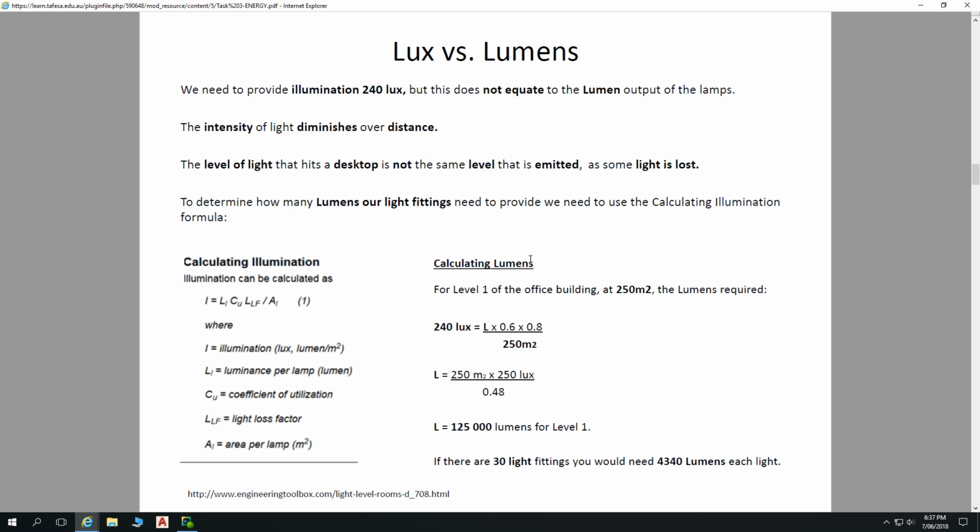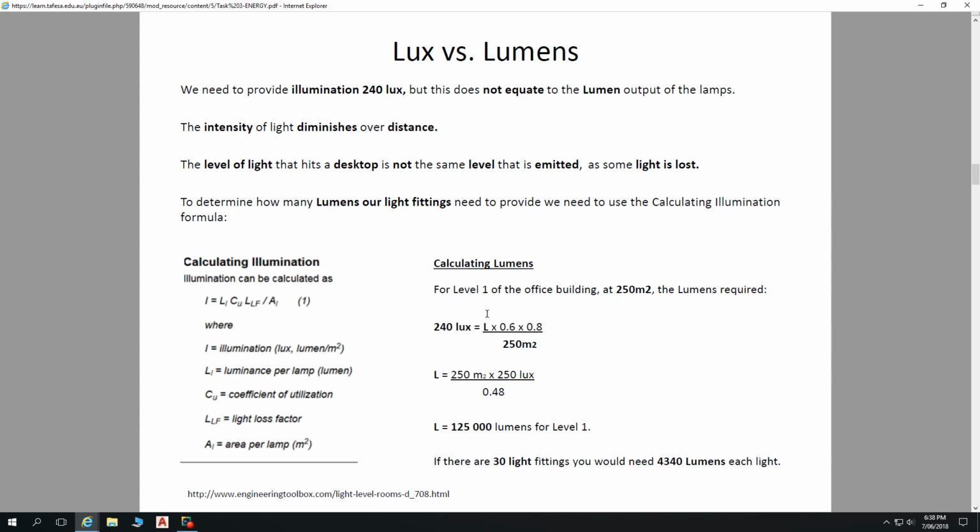So we're after 240 lux at the desktop, and we have an office space of 250 square metres. So this is a worked example. It's not going to be exactly the same as in task 3. You're going to have a different area of the workplace, and through this process you're going to work out how many lumens are required in that workplace, and then specify your light globes. So we can work through this example.